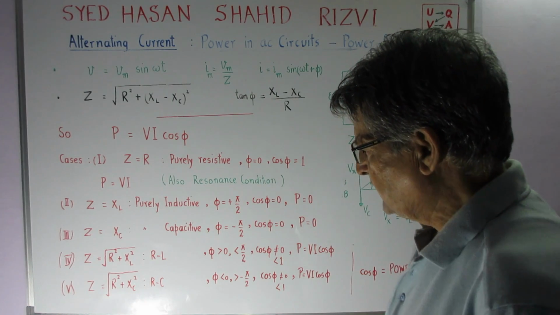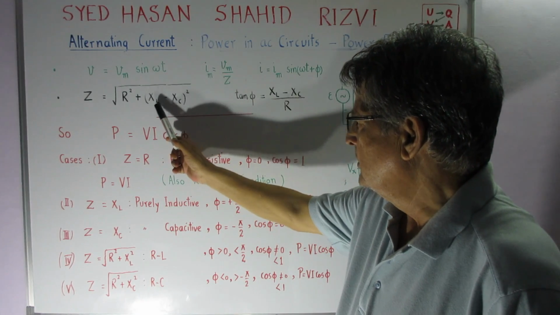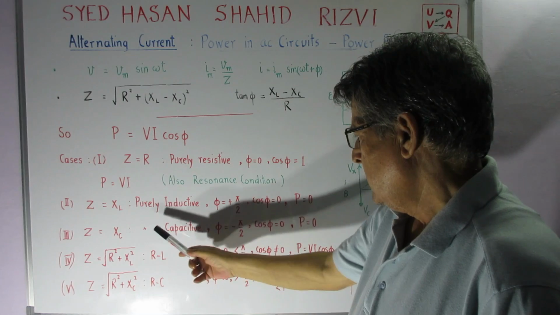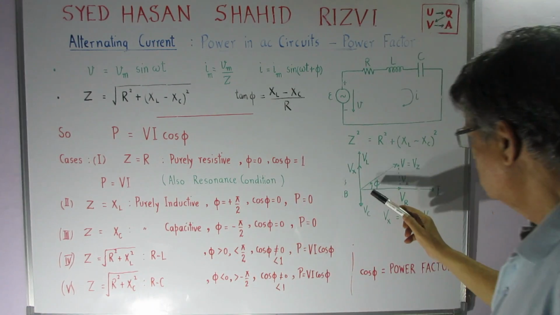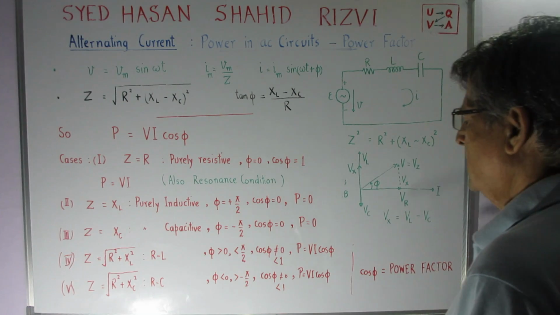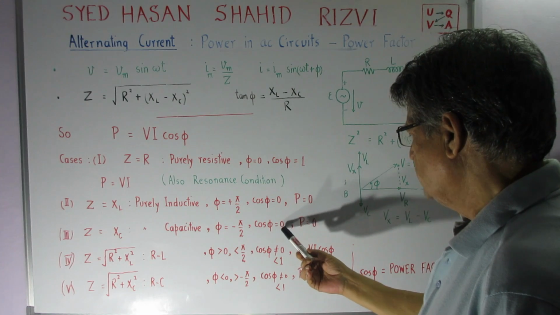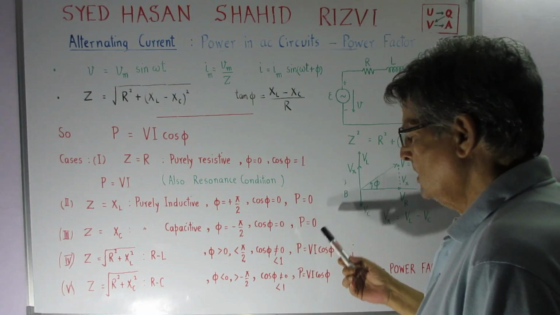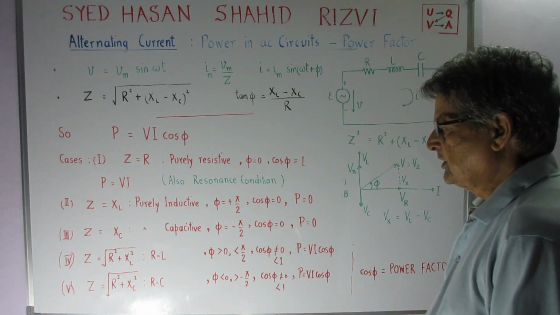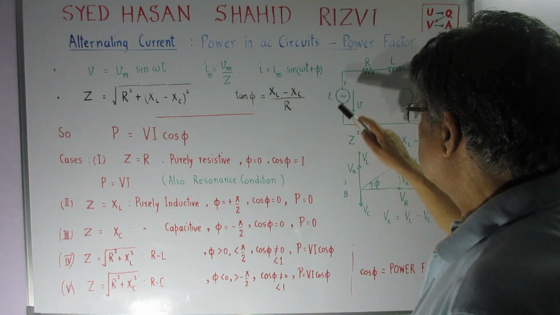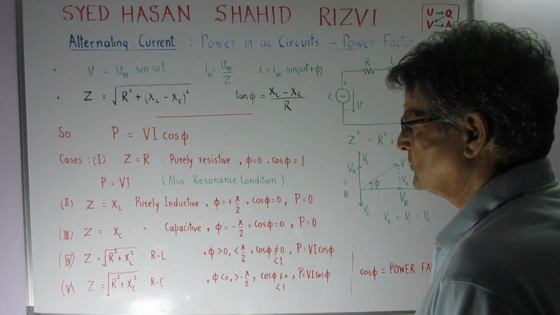And so is the case when Z is equal to XC, no R, no XL, and it is purely capacitive. Phi is equal to minus pi by 2, which is shown over here, and cos phi is equal to 0, and power is equal to 0. This is the purely capacitive circuit. No power is supplied by the source to the capacitor when it is alone, of course.